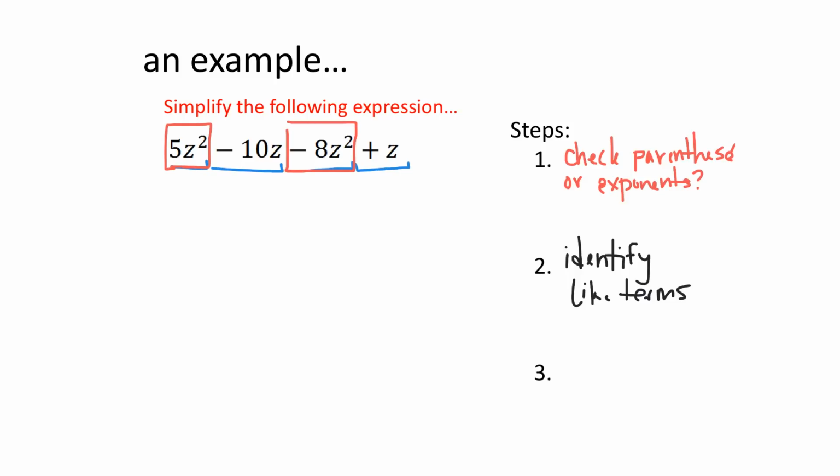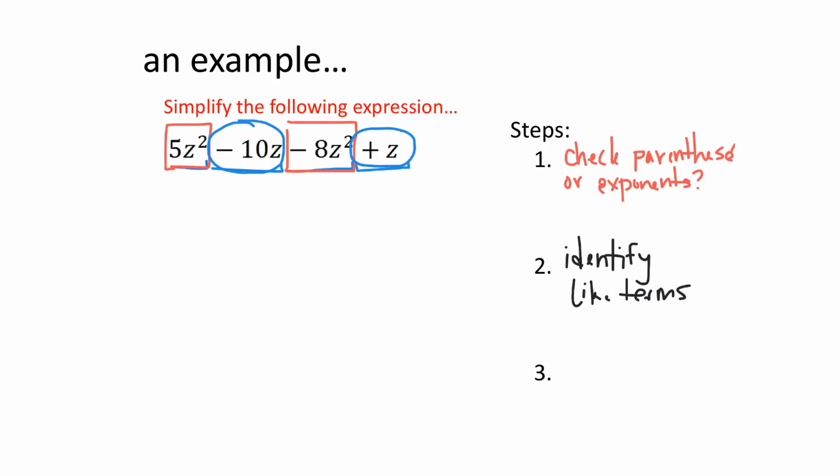Okay? And I have no other z squared, so I'm going to start back at the beginning with the things that I haven't taken care of yet. So I have this minus 10z, and I have plus z over here, and those are considered like terms.